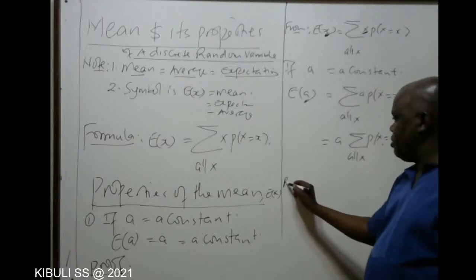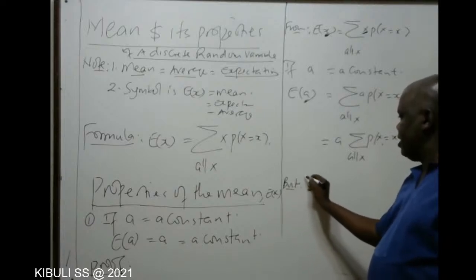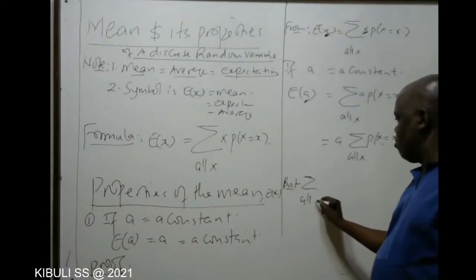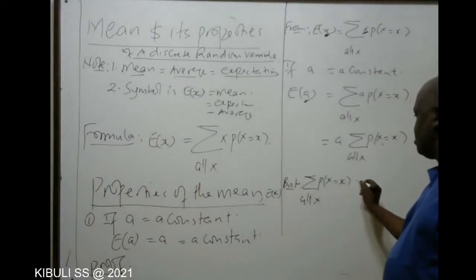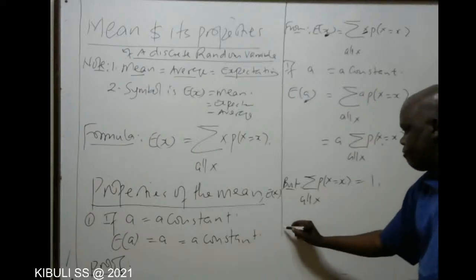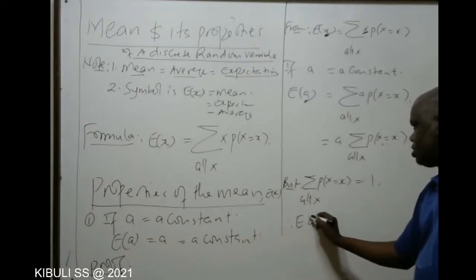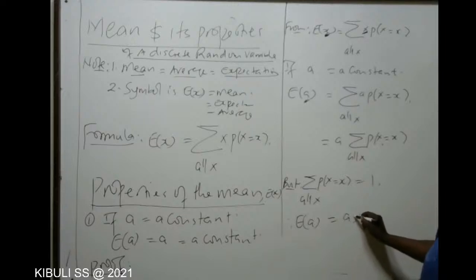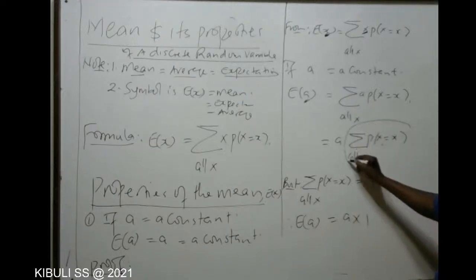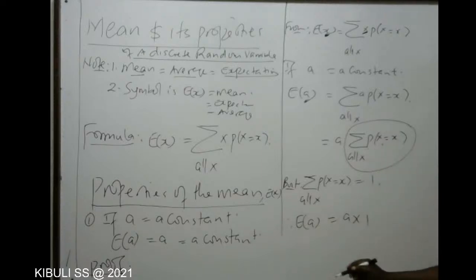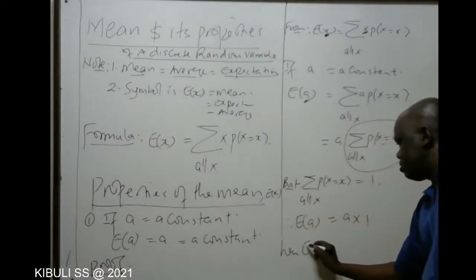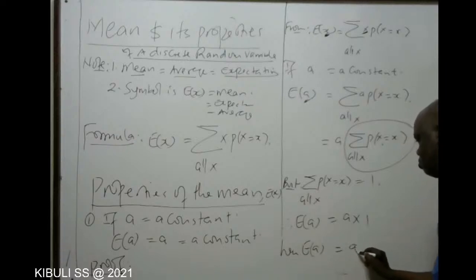But we discussed last time, we said that the sum of all of X, probability of X is equal to X is equal to 1. Therefore, our expectation of a constant shall be equal to A times 1. This one here is 1. The sum of all of X is that one. Hence, expectation of a constant is equal to a constant.